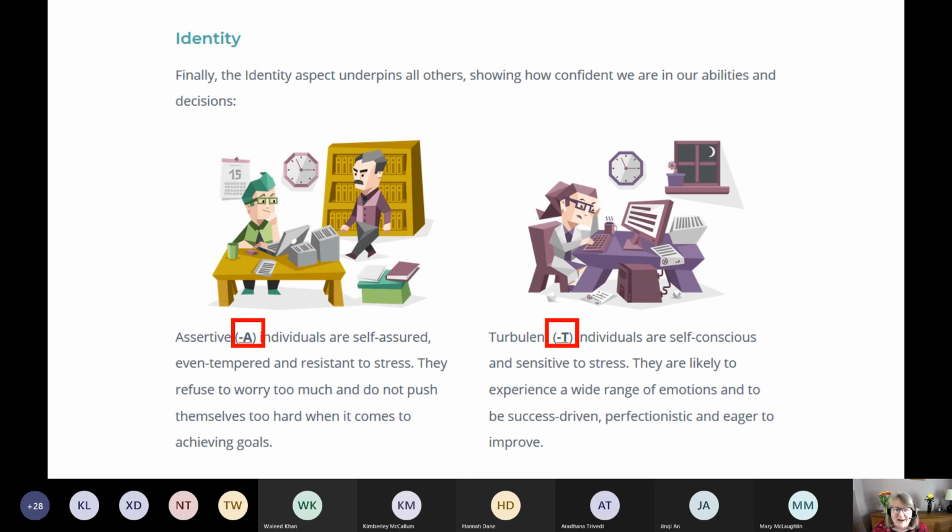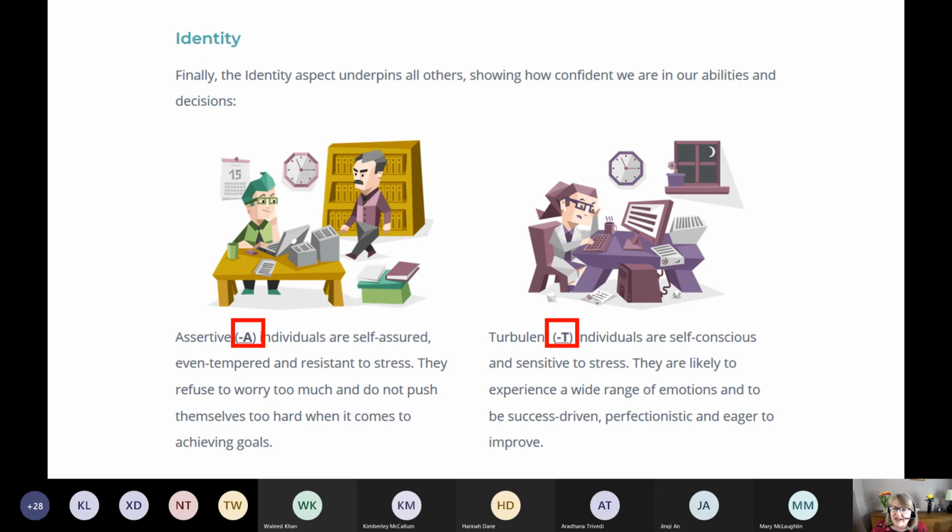Turbulent, and I really don't like that word at all, actually, but turbulent individuals are more self-conscious and sensitive to stress. They're more likely to experience a wider range of emotions and to be success driven, perfectionistic, and eager to improve. I think the one key difference is that the assertive person is happy with the way things are generally, whereas the turbulent personality is more likely to want to continue to improve things. So as I say, it's an overarching trait covering all the others. The turbulent and assertive traits reflect our confidence levels and sensitivity to the criticisms and opinions of other people. And that obviously colours almost everything that a person does.